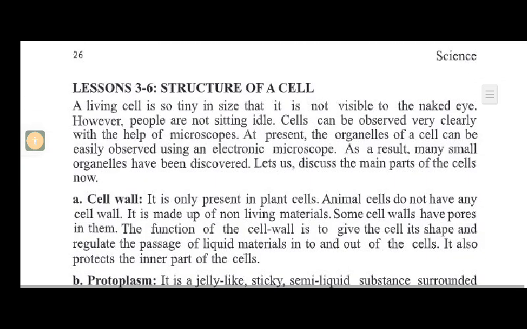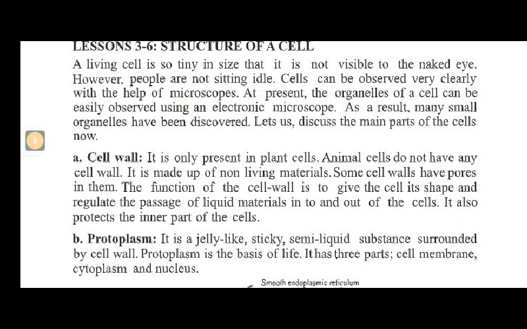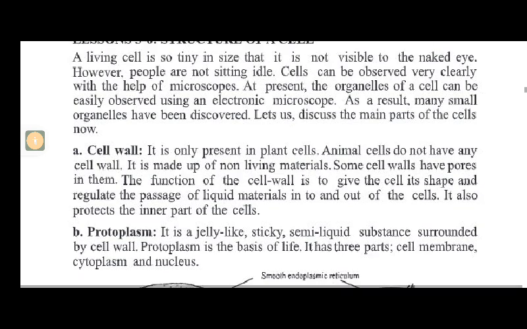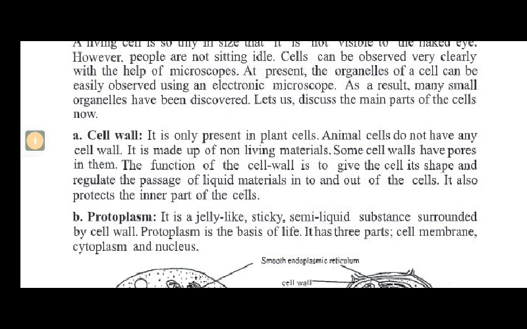Lesson 3 to 6. Structure of a cell. A living cell is so tiny in size that it is not visible to the naked eye. However, people are not sitting idle. Cells can be observed very clearly with the help of a microscope. At present, the organelles of a cell can be easily observed using an electron microscope. As a result, many small organelles have been discovered. Let us discuss the main parts of the cell now.